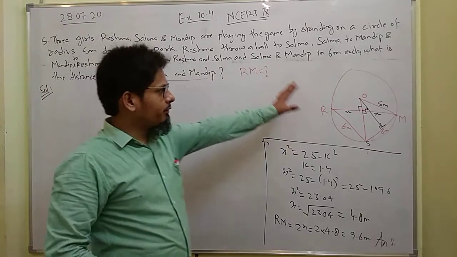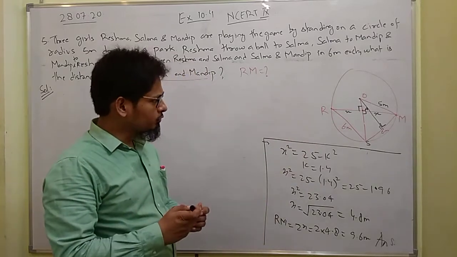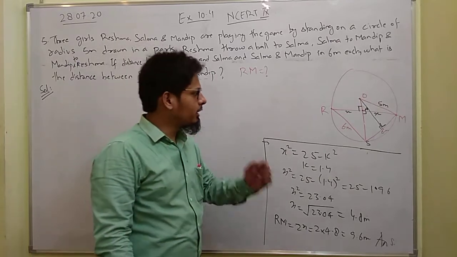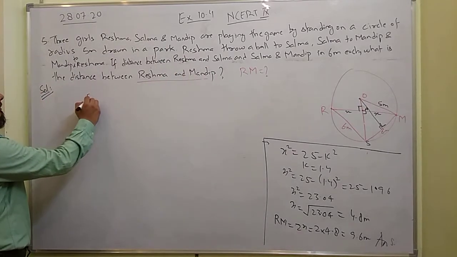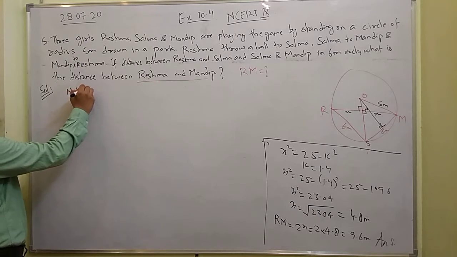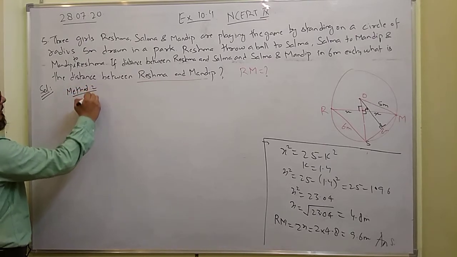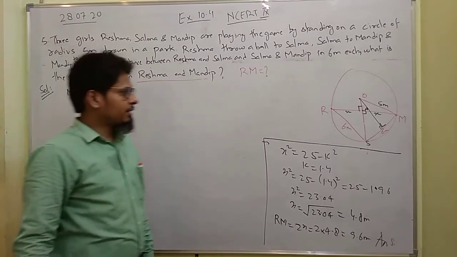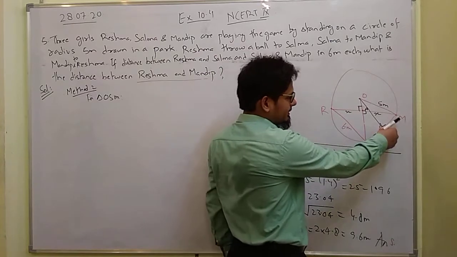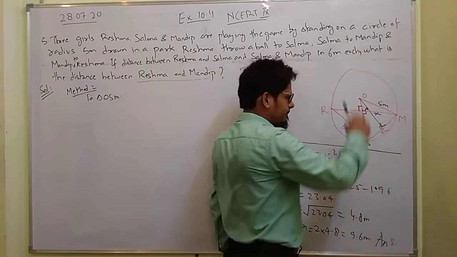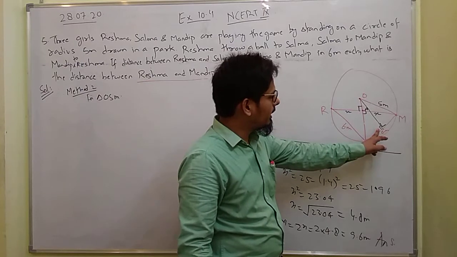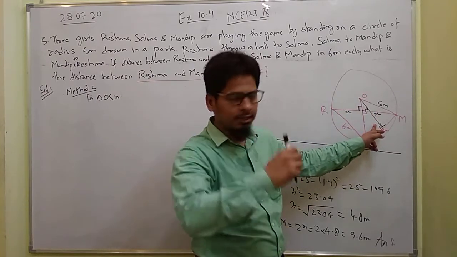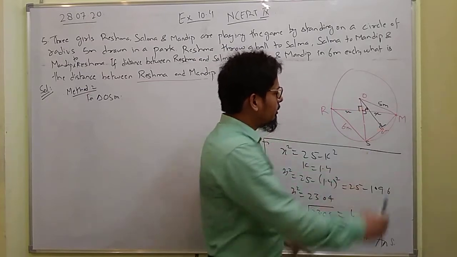Class, another way of this question is that I will apply the area of triangle. In triangle OSM, I write here first, it is method 2. In triangle OSM, this is the base SM, and it is the height OL. I draw one perpendicular OL. This perpendicular I did not draw in the first method, but here I draw this perpendicular OL on SM.